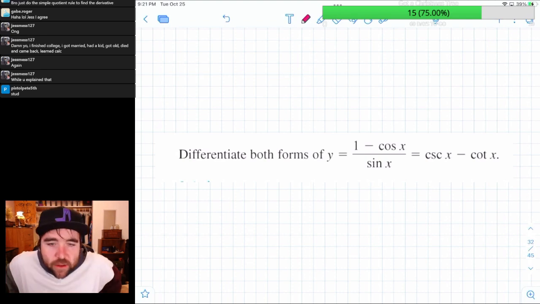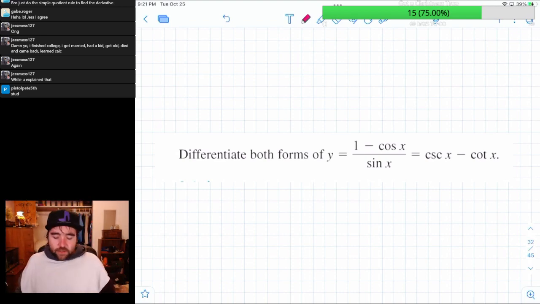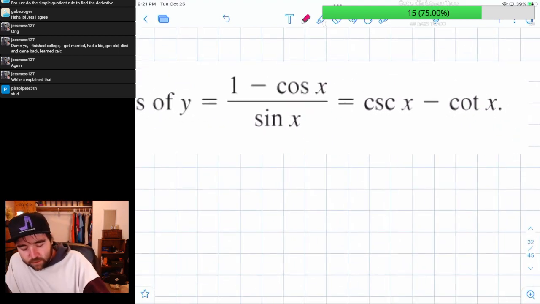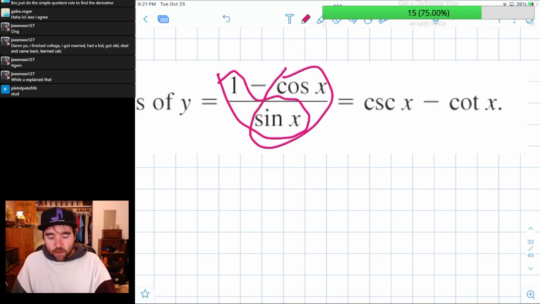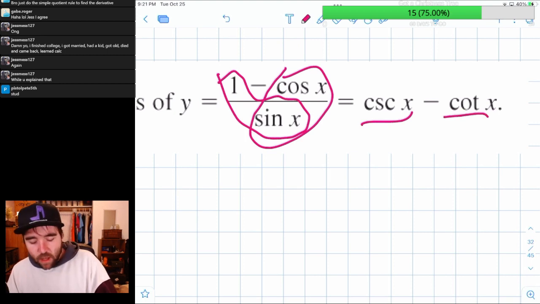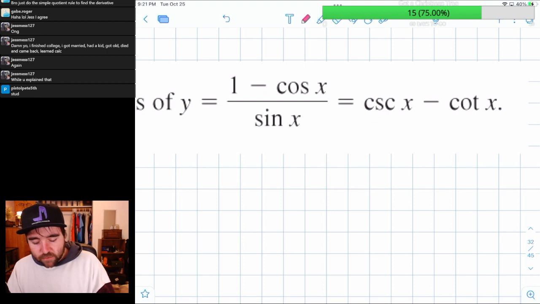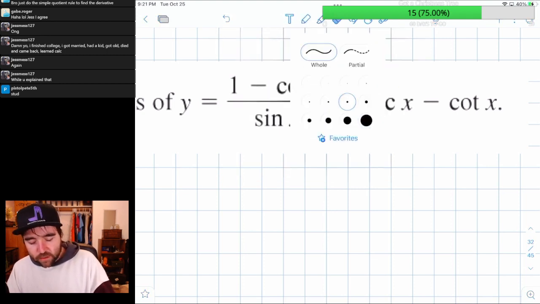So how do we find these derivatives? We're going to do it twice. First, let's show why these functions are equal. If we simplify this, we'd have 1 over sine, which is cosecant, minus cosine over sine, which is cotangent. So these functions are equal, and we're going to take these derivatives in two different ways to show that they will be equal, which obviously they should be, right?